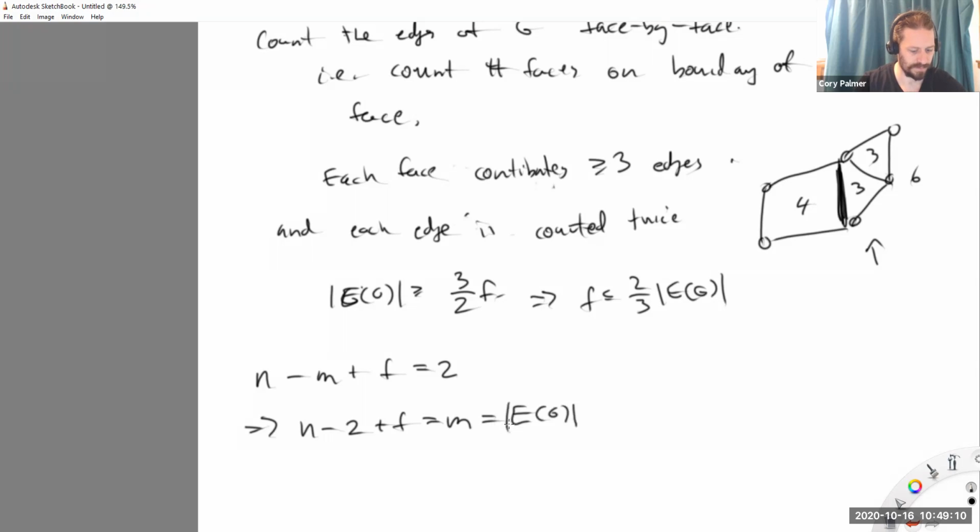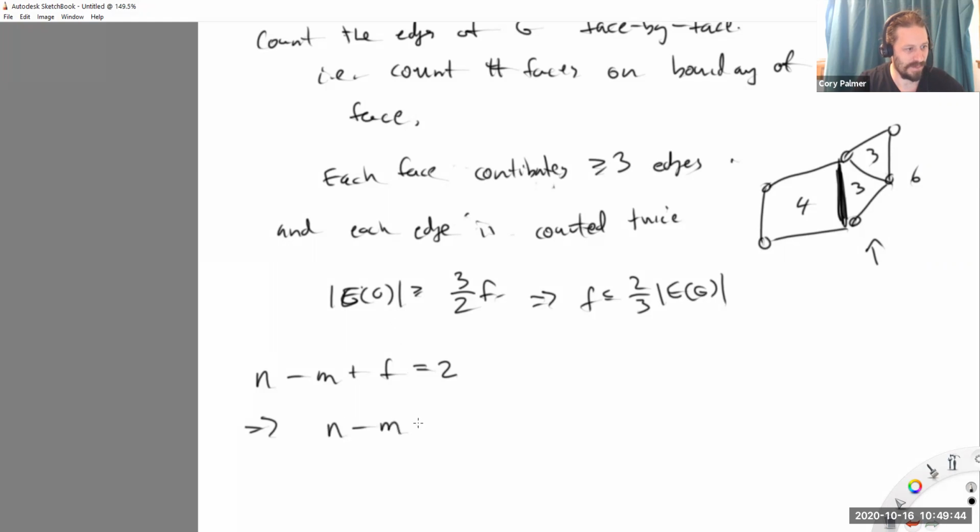Wait, that's not what I want. I don't want to write this. Let's maybe solve for f. Actually, it doesn't matter. So let's take n minus 2 equals m minus f, say. Why do I write it like this? I'm just trying to come up with the cleanest way to do it. It's not hard here, but we want to know a bound on... oh, you know what? I don't want to solve for m either. Okay, let's literally just plug in.